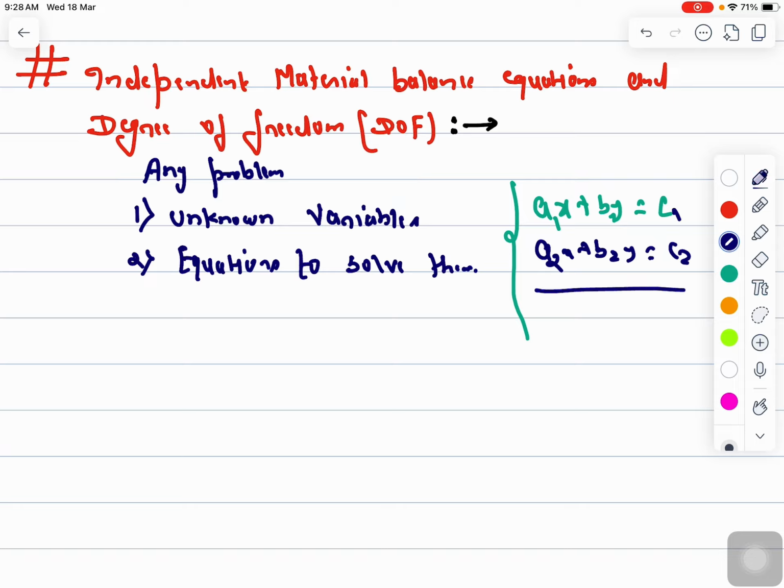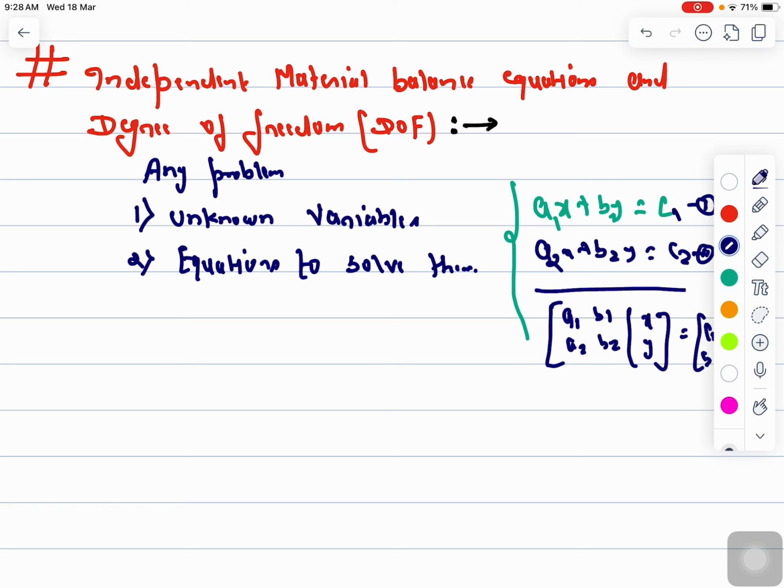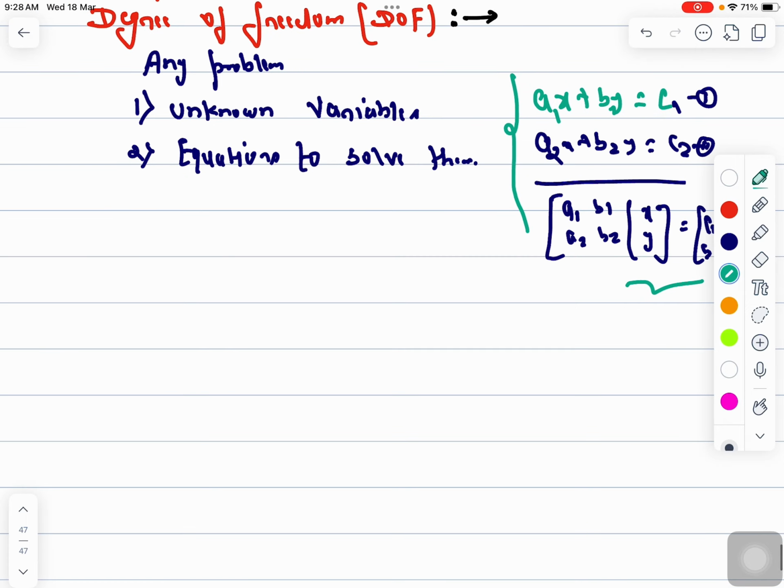So in order to solve this equation, let's say you want to find out the constants a1, a2, b1, b2. Let's say if I make a matrix over here, a1 b1 a2 b2, multiplied by x y, that equals c1 and c2. So you solve this equation and you calculate the value of the constants. You require some kind of equations to solve for variables, like the values of a1, b1 and a2, b2 here.